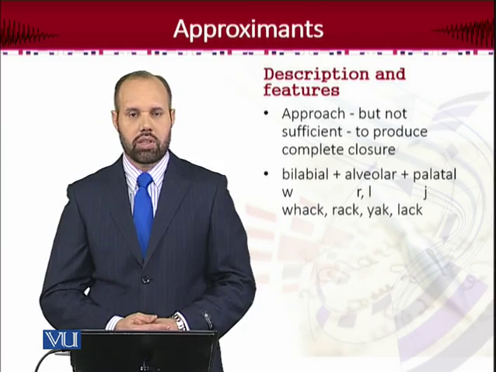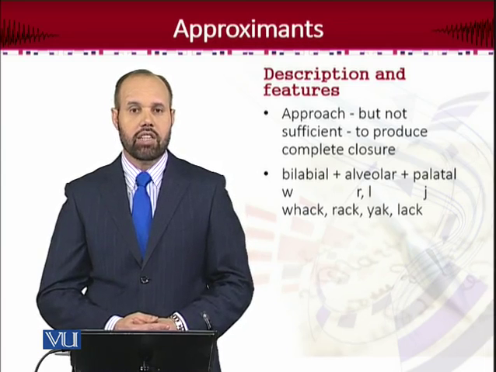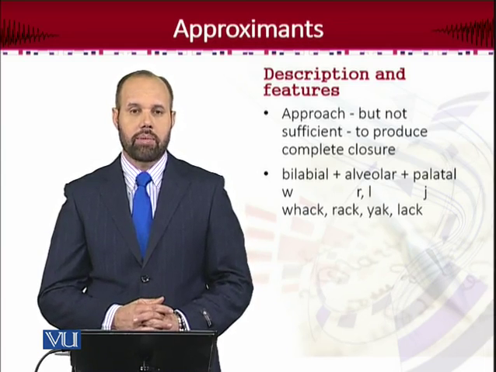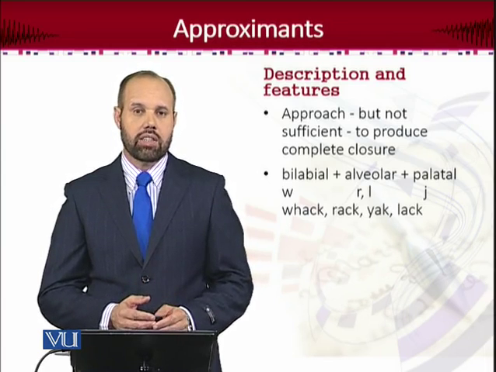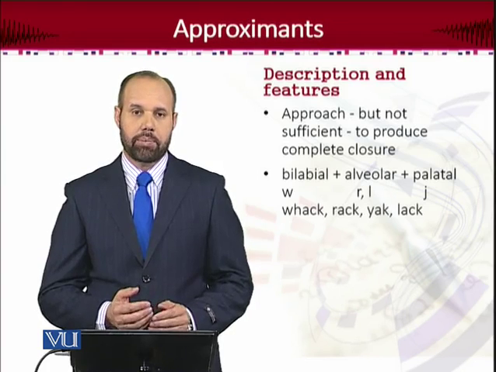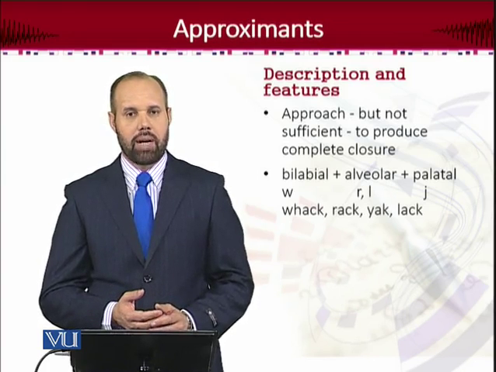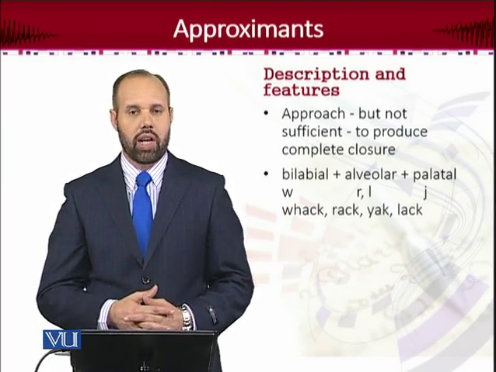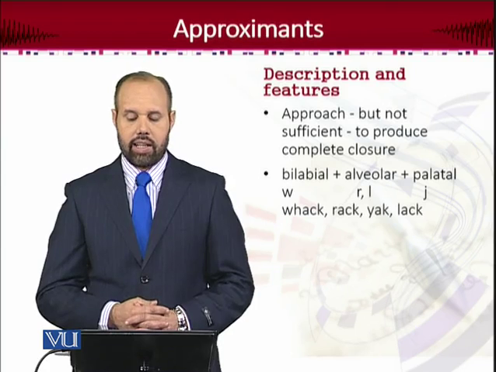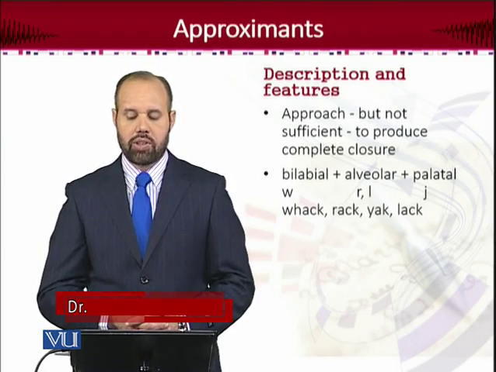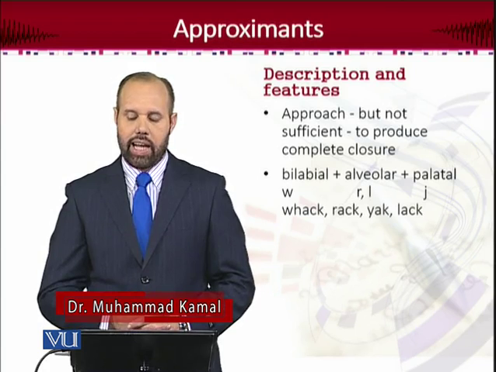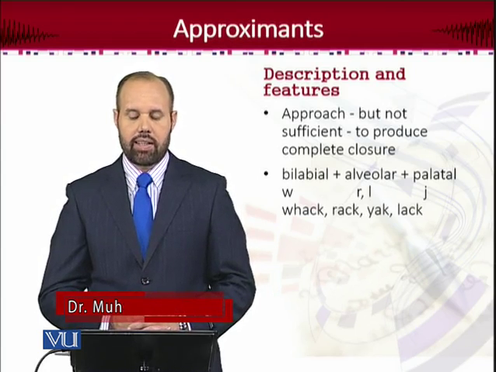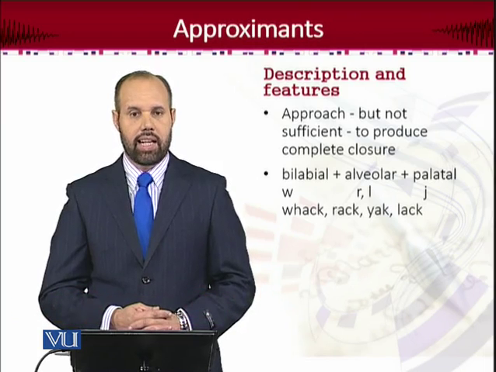Bilabial approximant, which is W. But remember that W also has the velar feature, right? So the W sound, although it is pronounced from your lips and the sound is bilabial, the back of your tongue is also raising towards the velum, like W, right? And then alveolar approximants, which are R and L, and then palatal approximant, which is Y, in words like whack, rack, yak, and lack, right?